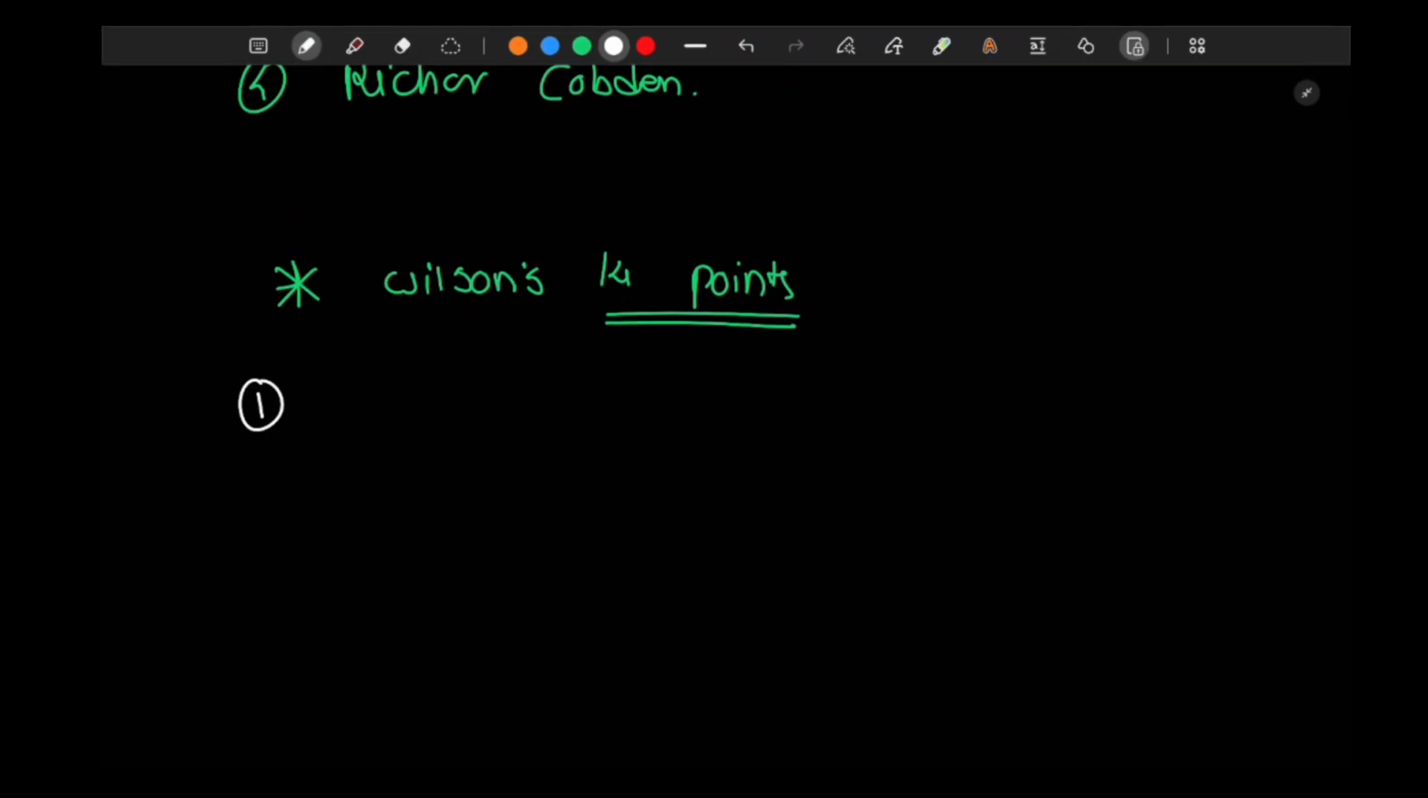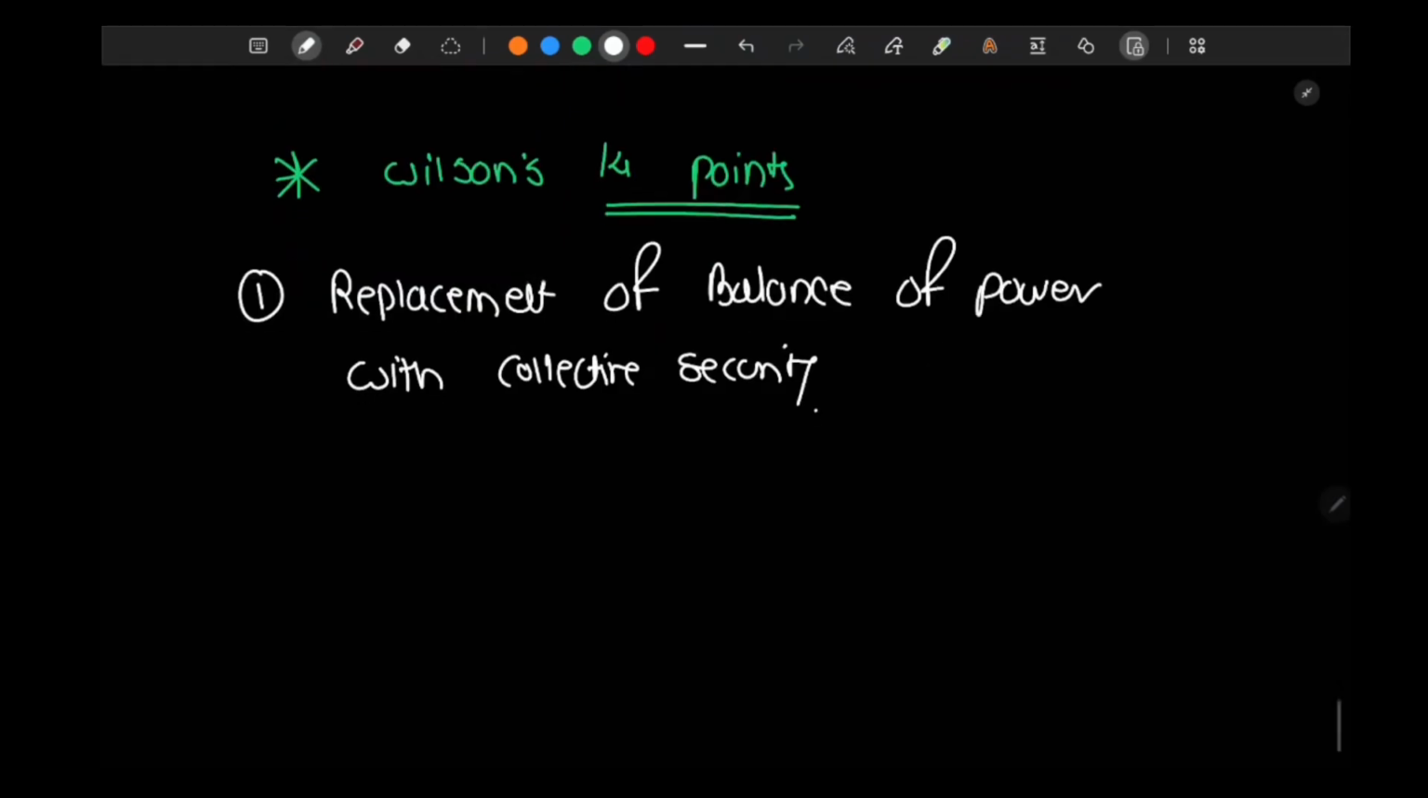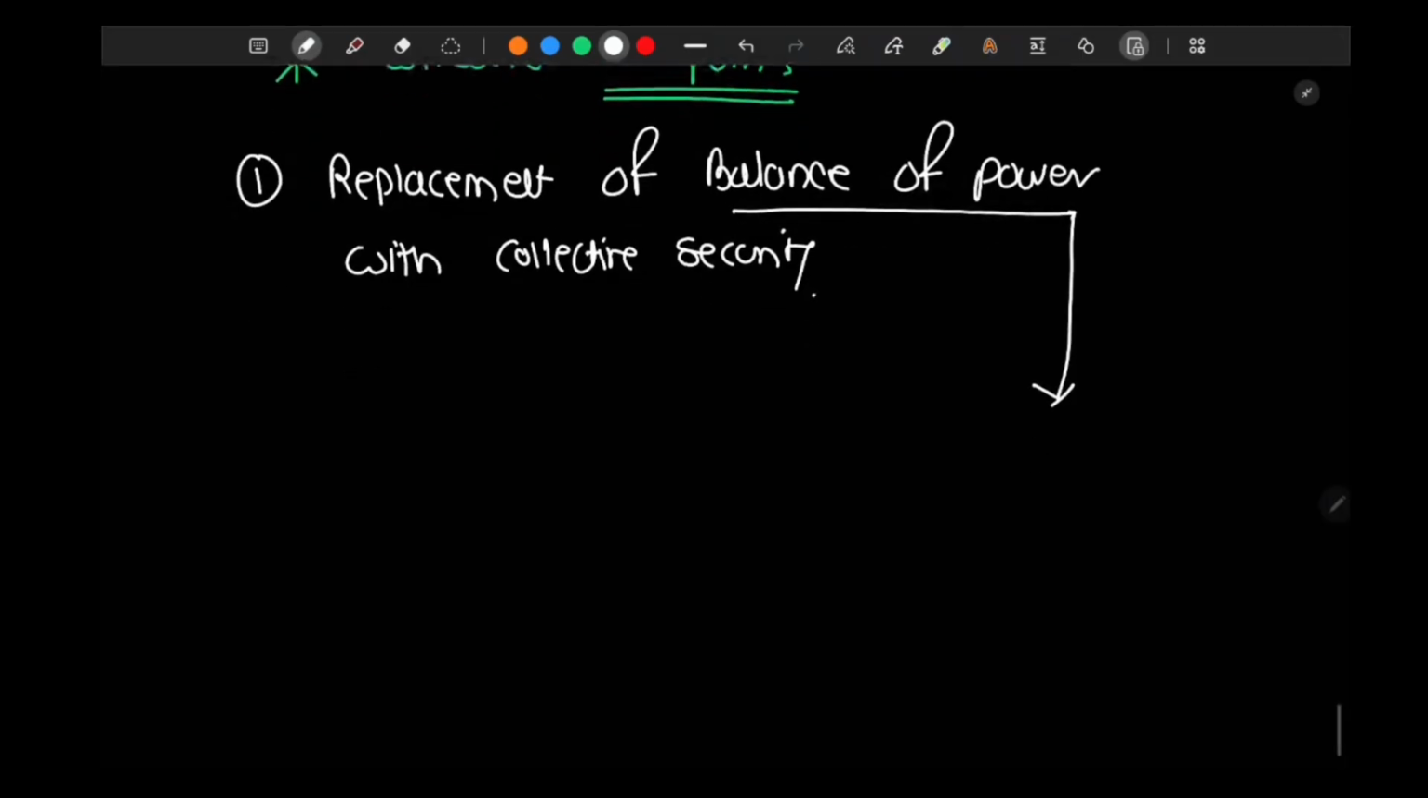So Wilson's first point is the replacement of balance of power with collective security. What is balance of power? What is collective security? We will understand in quite great detail. For now, I will explain to you by a game of seesaw.